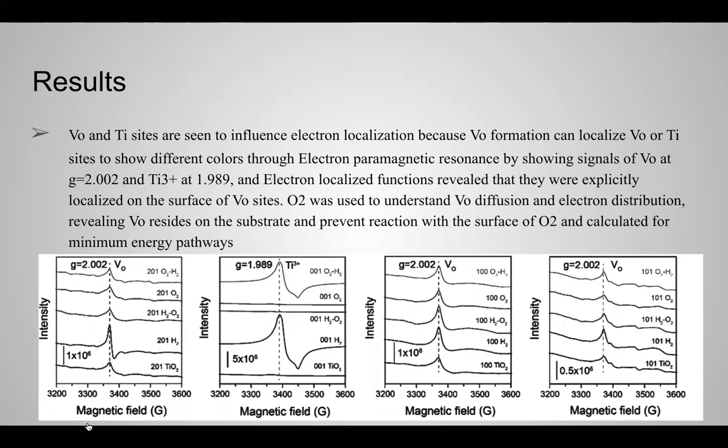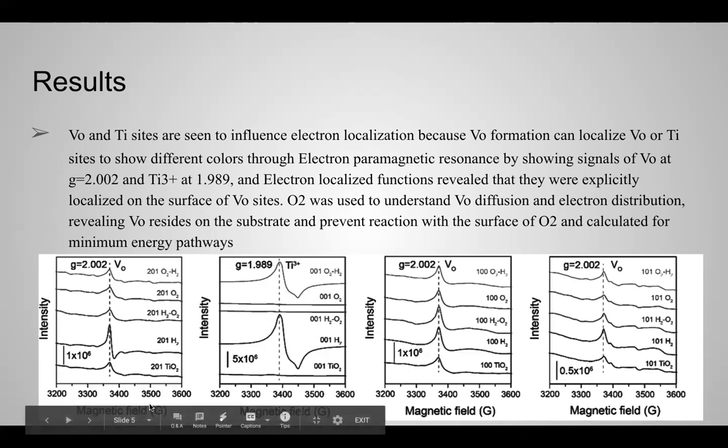Oxygen was then introduced to understand how VO diffusion and electron distribution works. And it showed that VO resides on the substrate and prevents reactions with the surface of oxygen that is then calculated for the minimum energy pathways. So here are the results they got from those experiments.